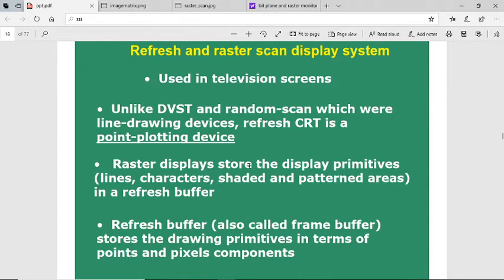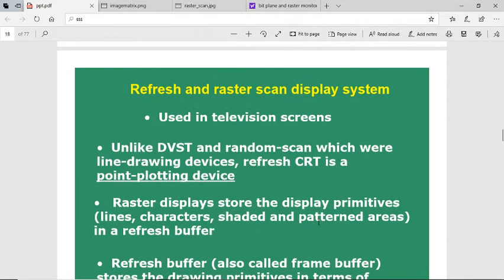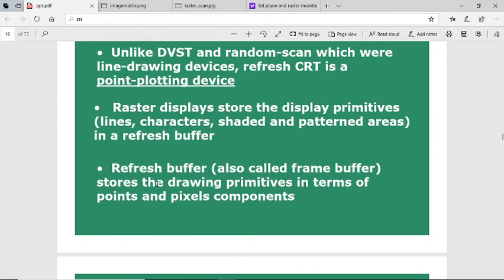Then raster display stores the display primitives in the refresh buffer. So the raster display keeps whatever the image definition is in the refresh buffer. Even random scan did that, besides DVST, which did not, since DVST had no memory. Then the refresh buffer, also called frame buffer, stores the drawing primitives in terms of points. Now here's the difference. In raster display, the refresh buffer holds points and pixels information, whereas in random display the refresh buffer holds line drawing primitives in terms of mathematical functions and graphical commands. So that's a basic difference.